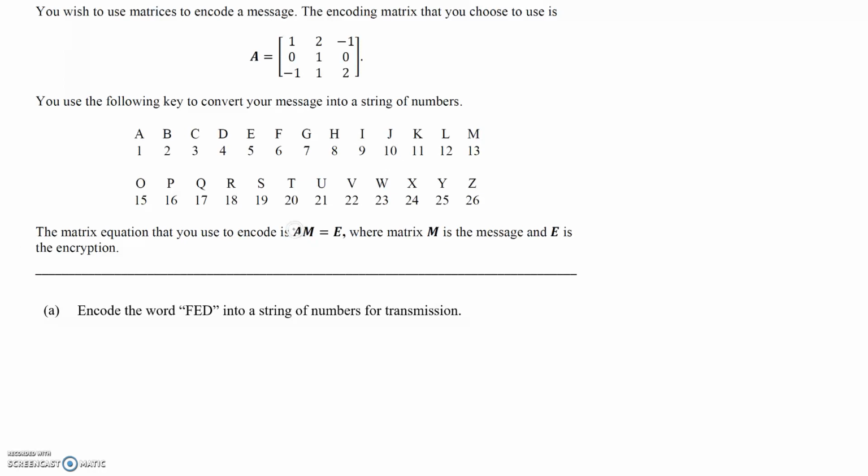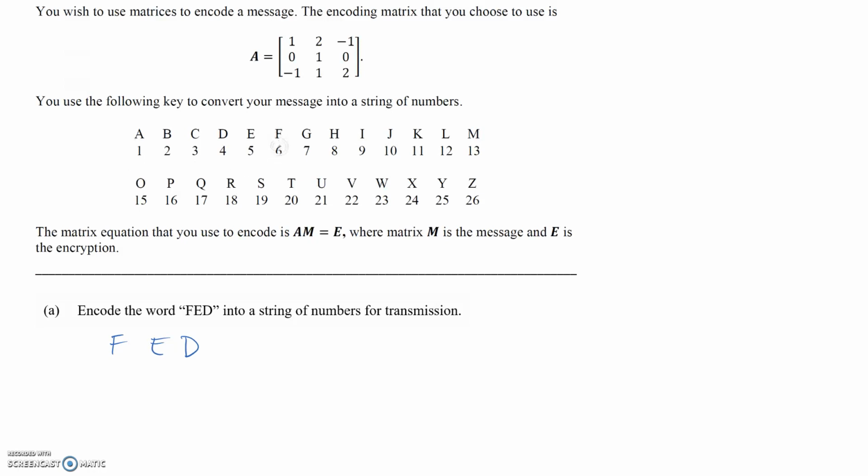So we're told that we're going to use AM equals E, where M is the matrix of our message, converted into numbers using the key, and E is the encryption. What we're asked to do is encode the word FED into a string of numbers for transmission. So the first thing we need to do is use our key to convert this into numbers. Then once we've done that, we can apply our matrix equation in order to encrypt it into a matrix E for transmission. So let's first of all convert FED.